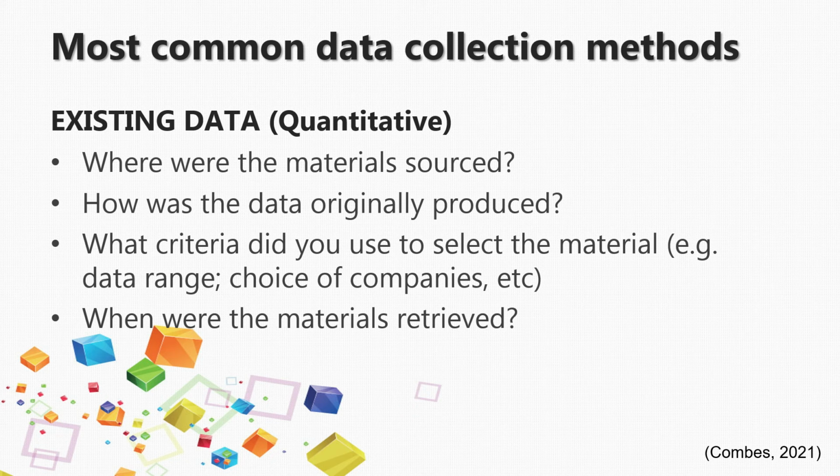What criteria did you use to select the material? Say, for example, the date range or the choice of companies. Are you narrowing it down to listed companies only? And if yes, are you narrowing it down further into certain industry types?